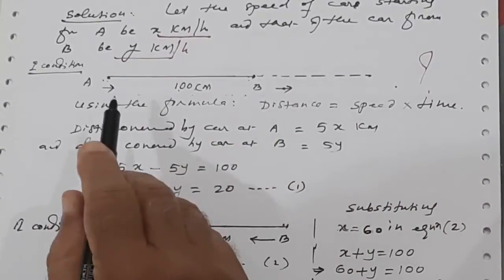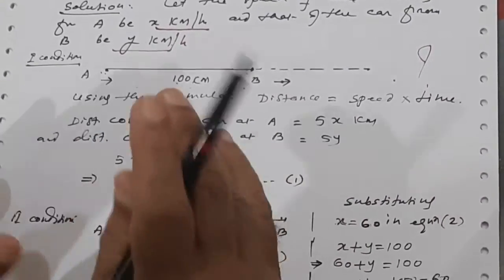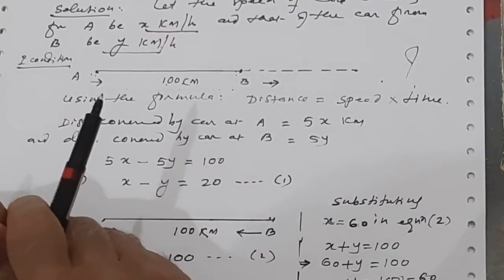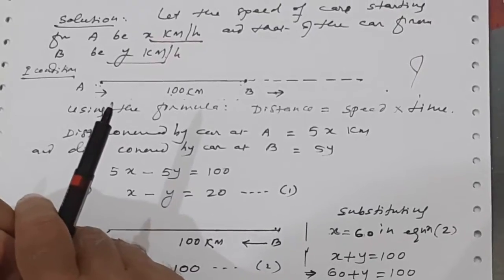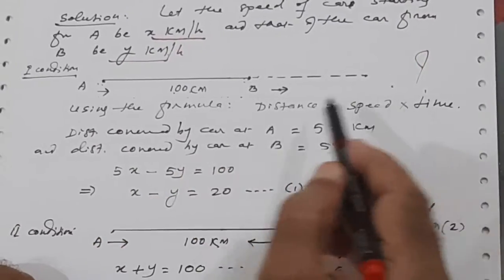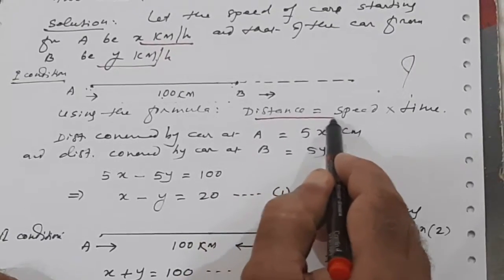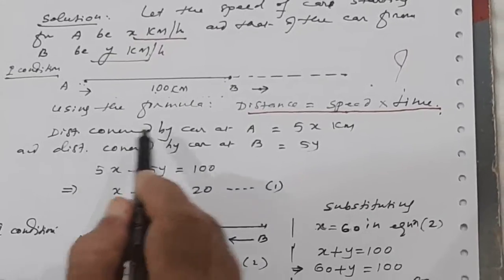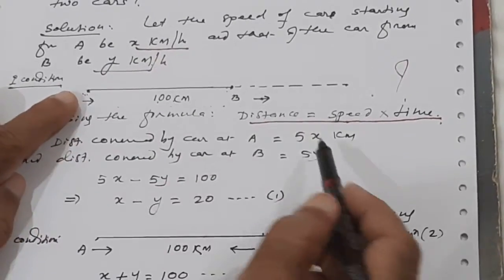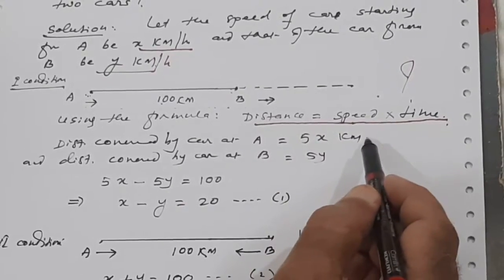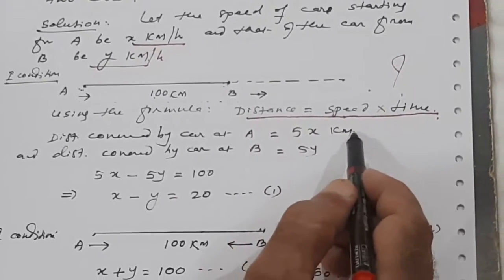So after how many hours are they meeting? After 5 hours. So we will find out the distance traveled by these cars in 5 hours. So using the formula, what is the formula? Distance traveled is equal to speed into time. So the distance covered by the car at A: what is the speed? x. What is the time? 5. So in total it will be 5x kilometer.